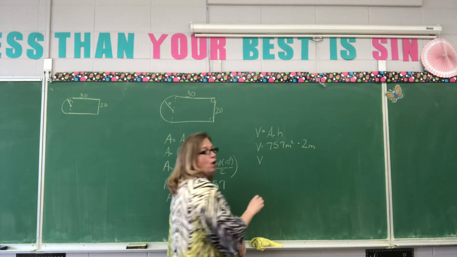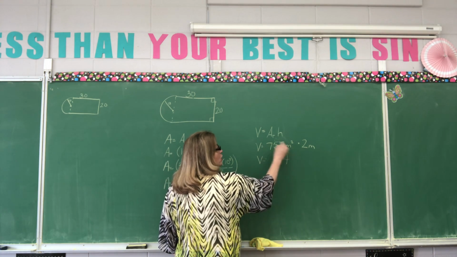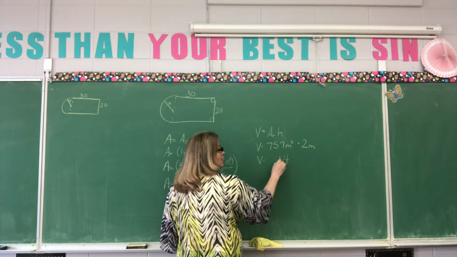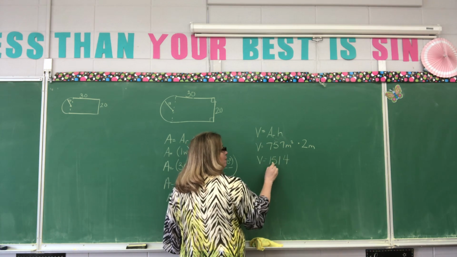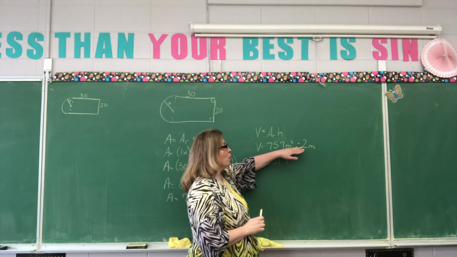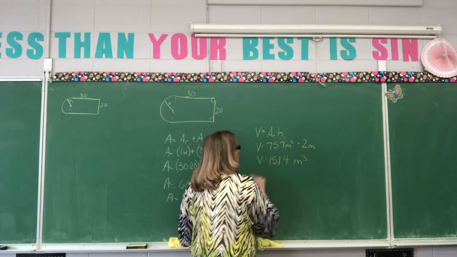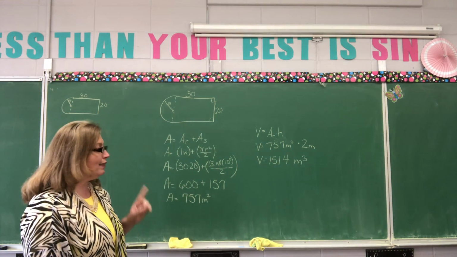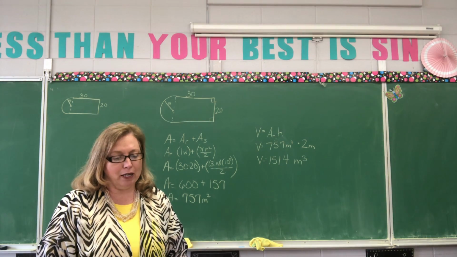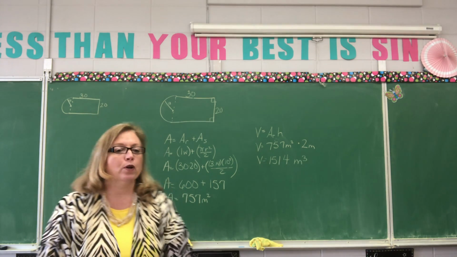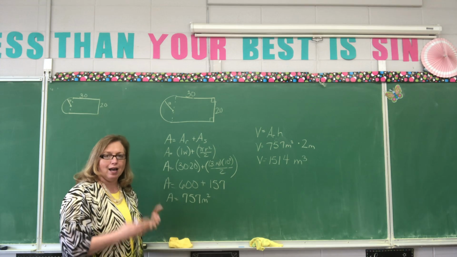So now all I'm going to do is multiply. 2 times 7 is 14. 2 times 5 plus 1 is 11. 2 times 7 plus the 1 is 15. What do I do about meters squared times meters? It becomes meters cubed. So the volume is 1,515 cubic meters. All I had to do was find my total area and multiply it by the height.